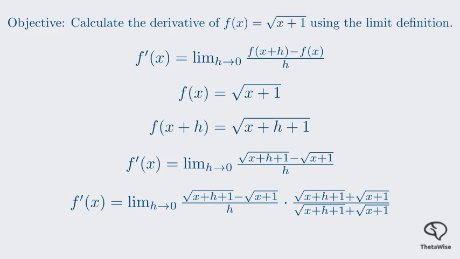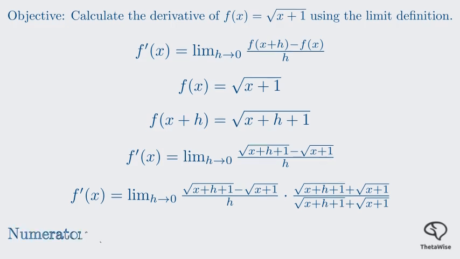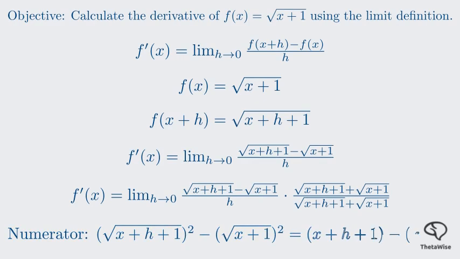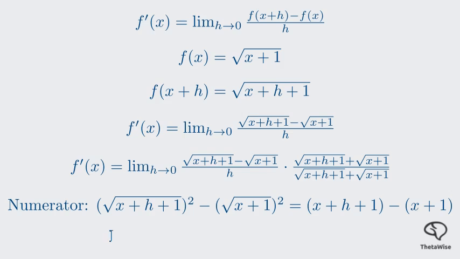Remember the difference of squares formula. a plus b times a minus b equals a squared minus b squared. Here, a is the first square root and b is the second. So the numerator becomes the quantity x plus h plus 1 minus the quantity x plus 1. The square roots disappear. Let's simplify the numerator. x plus h plus 1 minus x minus 1. The x's cancel and the 1's cancel, leaving us with just h.